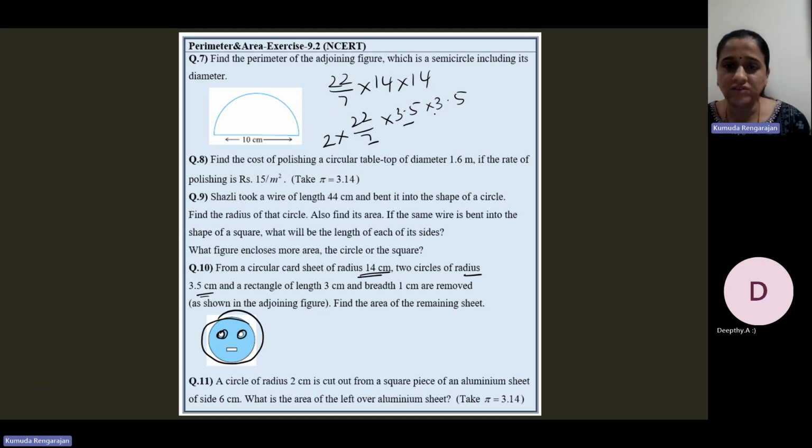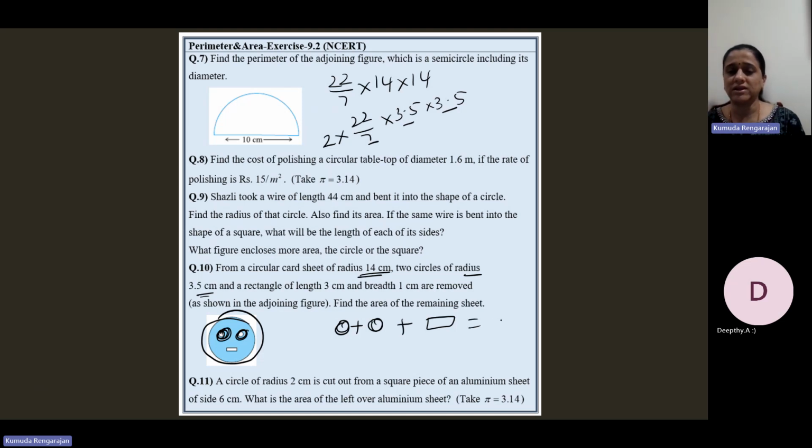See here, pi r square will give you the area of one small circle. Just put a 2 here. 2 into pi r square will give you the area of both the circles. Or you can find the area of one circle and then multiply that answer by 2 to get the area of both the circles. Then find the area of the rectangle, L into B. After you find the area of the two circles and the rectangle, add all this.